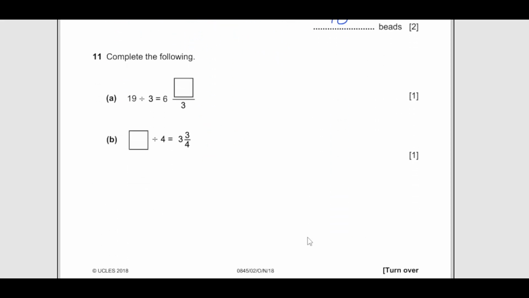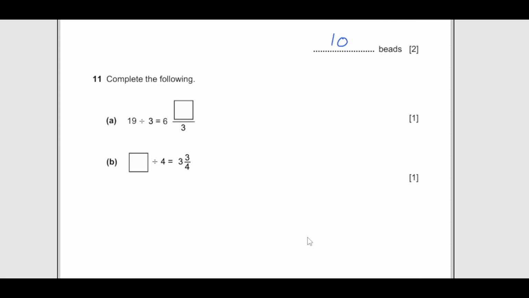Now number 11 we have here, complete this. 19 divided by 3, 6 times 3 is 18 and the remainder is 1. We are going to put the remainder here, 1. And this one, 4 times 3 plus 3, this is 12 plus 3, it is 15, over 4 we already have, so we are going to write down 15 here, right.